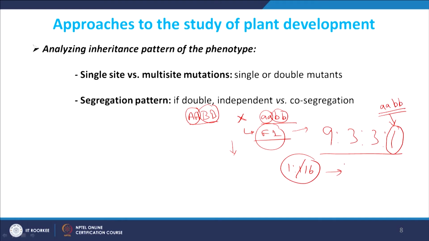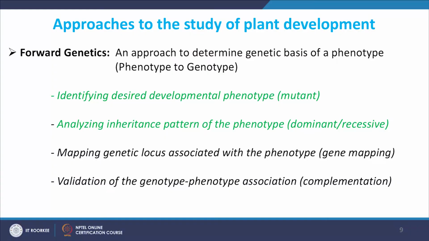Both the mutants are recessive in nature and they are not co-segregating. They are basically segregating independently. That is why we have got this particular ratio. But if they are genetically linked, if they are co-segregating, the ratio will be totally changed depending on the strength of linkage. Okay, so this is the preliminary genetic analysis one can do just after identifying the mutants.